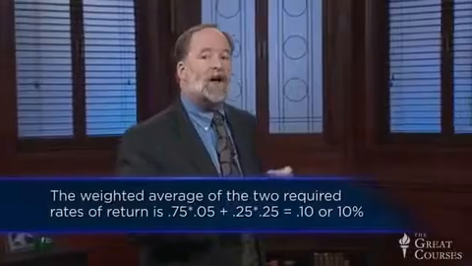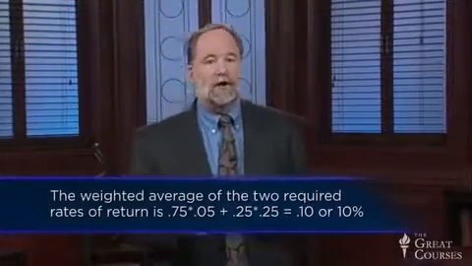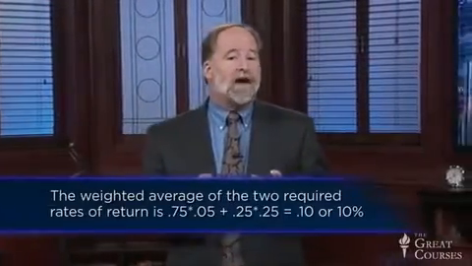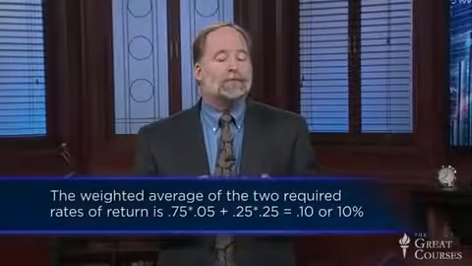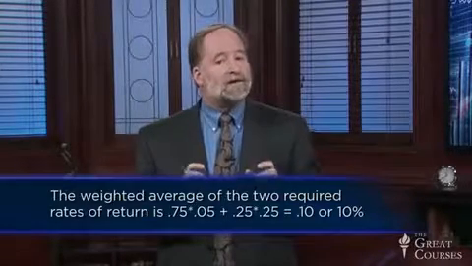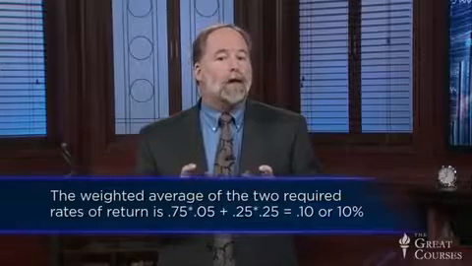The weighted average of the two required rates of return is thus 0.75 times 0.05 plus 0.25 times 0.25, which is equal to 0.1 or 10%. The weights, the 75% and the 25%, are the relative amounts of money raised by each type of security. 75% was in the debt. That's the weight that was applied to the 5% required rate of return on the debt. The 25% was on the equity. That was the percentage that was applied to the 25% return on equity.